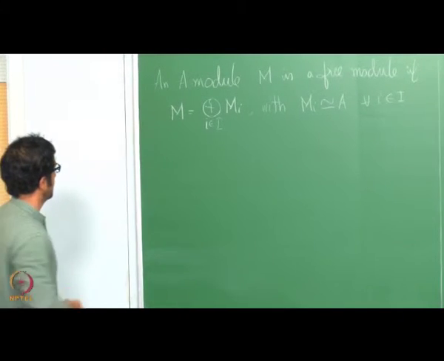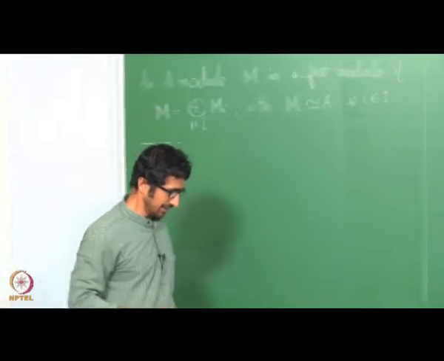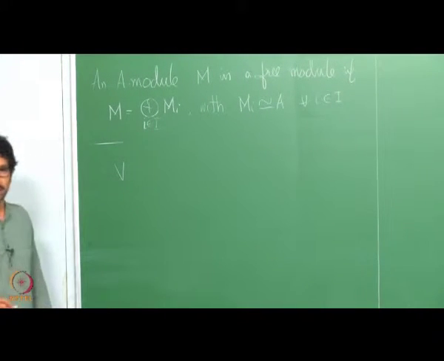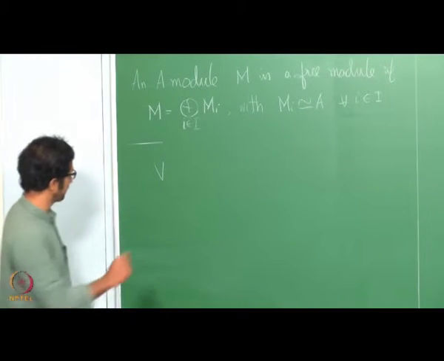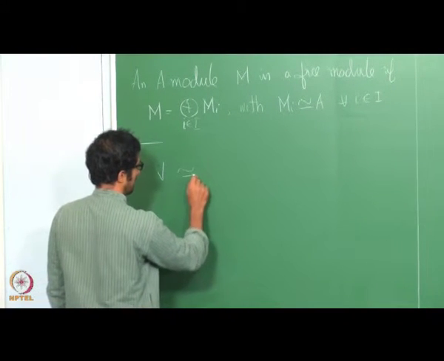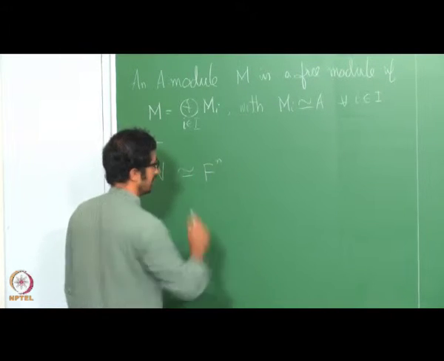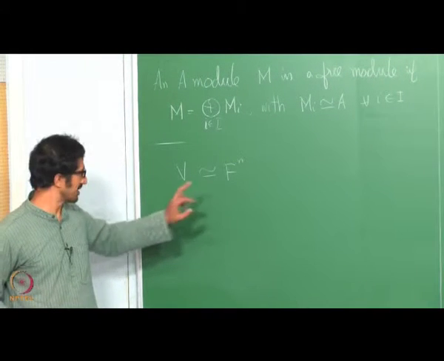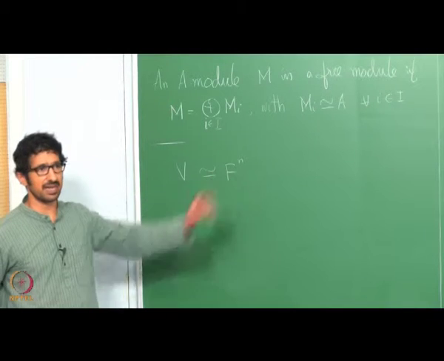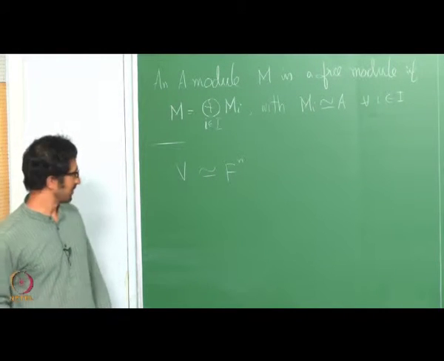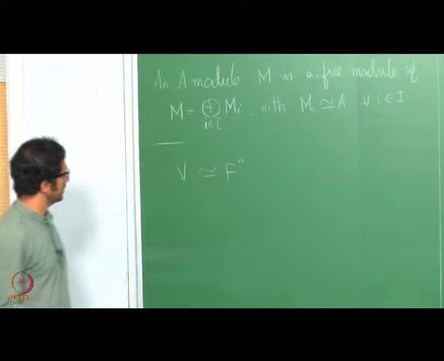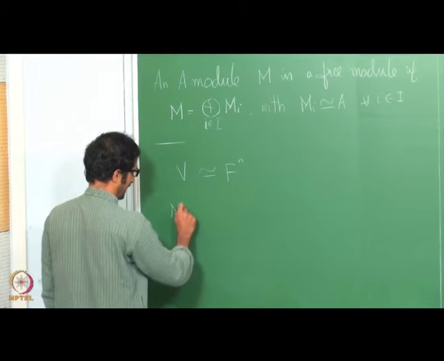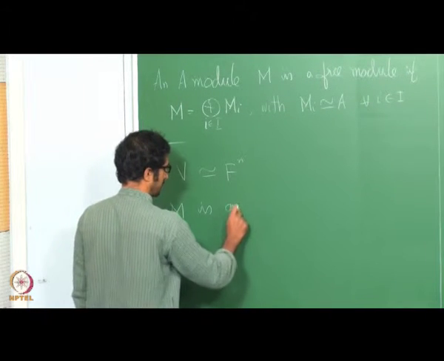So, we know that if you take a finite dimensional vector space V over a field F, then V is isomorphic to Fn, where n is the dimension of V. Now, I take a module M. M is an A module.